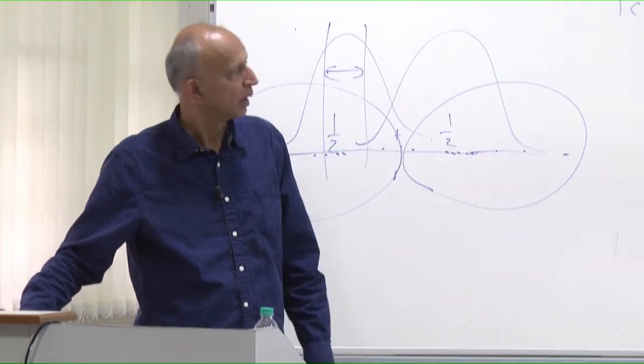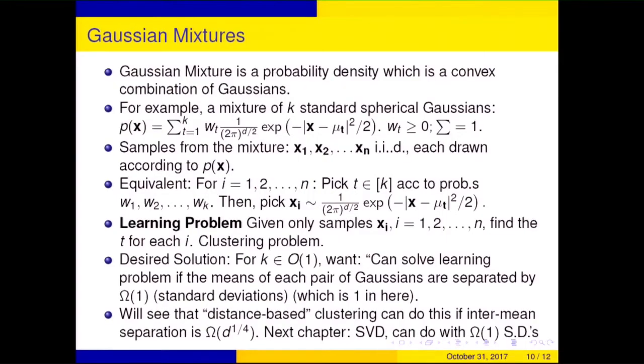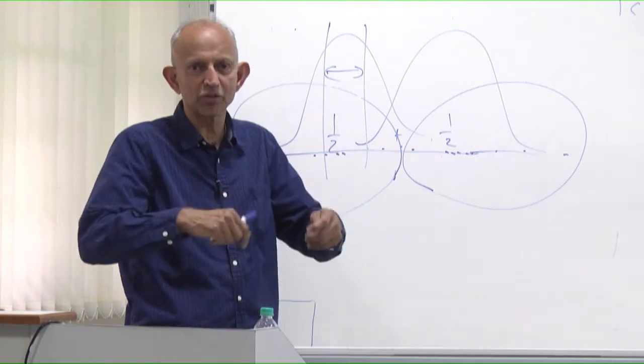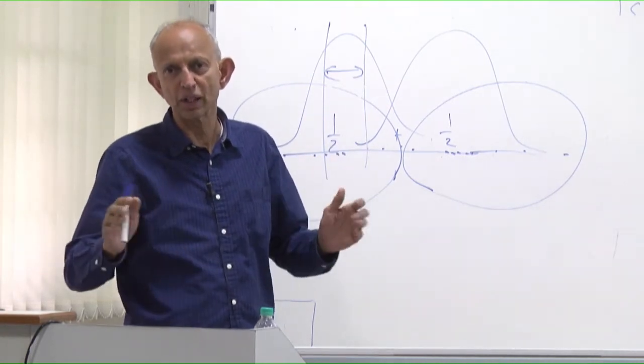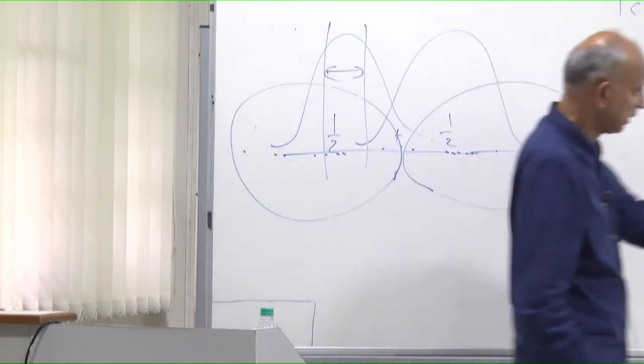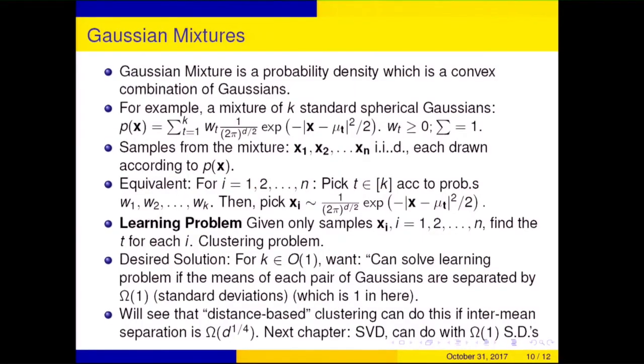So in one dimension it's easy to see that you need that many and that you can do. So we will see, in this lecture, that distance-based clustering can do this only if the separation is d to the 1/4 standard deviations. So the number of standard deviations the means have to be apart has to grow with d for us to do it based purely on distances. Purely on distances means I take 2 points, and if they are close, I put them in one cluster. If they are far, I put them in different clusters. Let's say there are 2 clusters, right? That's all I'm allowed to do. Then you need a much bigger separation than the best.